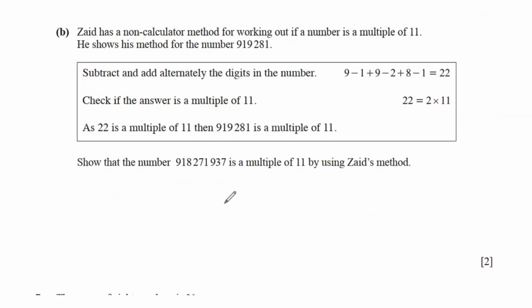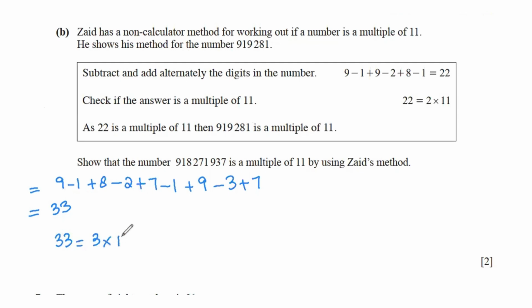So let's see if his method is correct using this number. We have to subtract and add alternate numbers. So 9 minus 1, then plus 8, then minus 2, plus 7, minus 1, plus 9, minus 3, and plus 7. That's going to give us 33. Now 33 is 3 times 11. So since 33 is a multiple of 11, that means this number is also a multiple of 11.